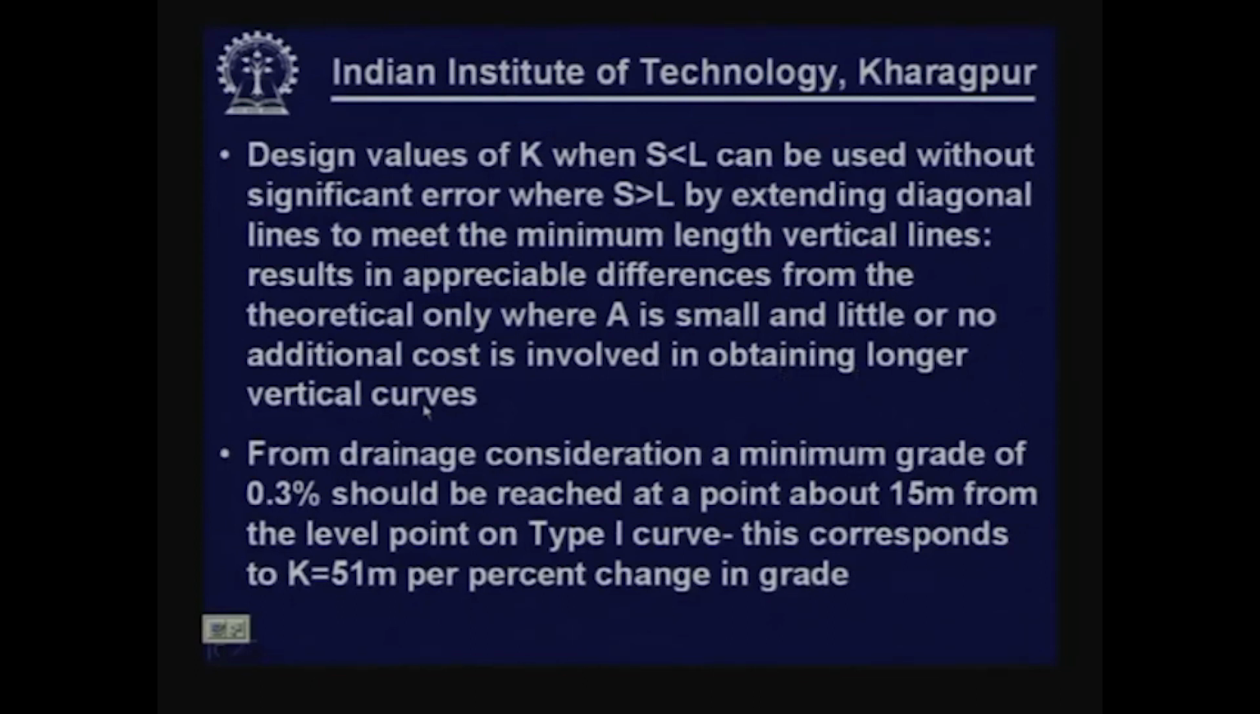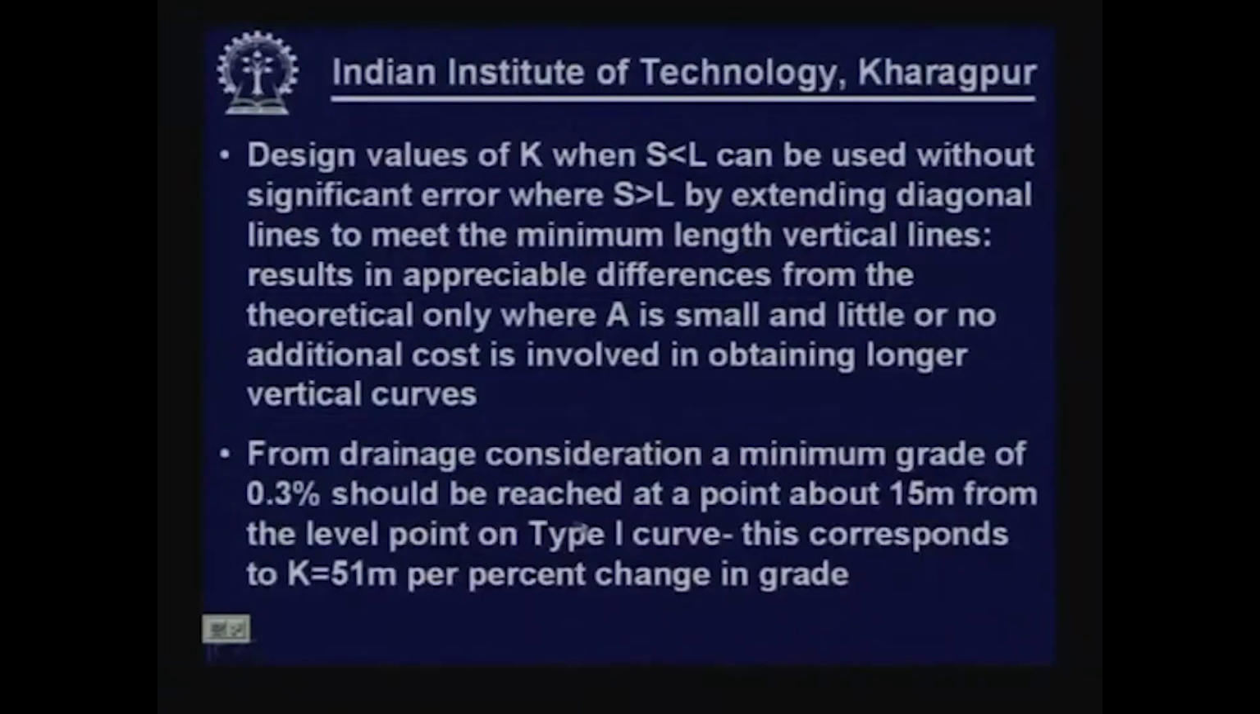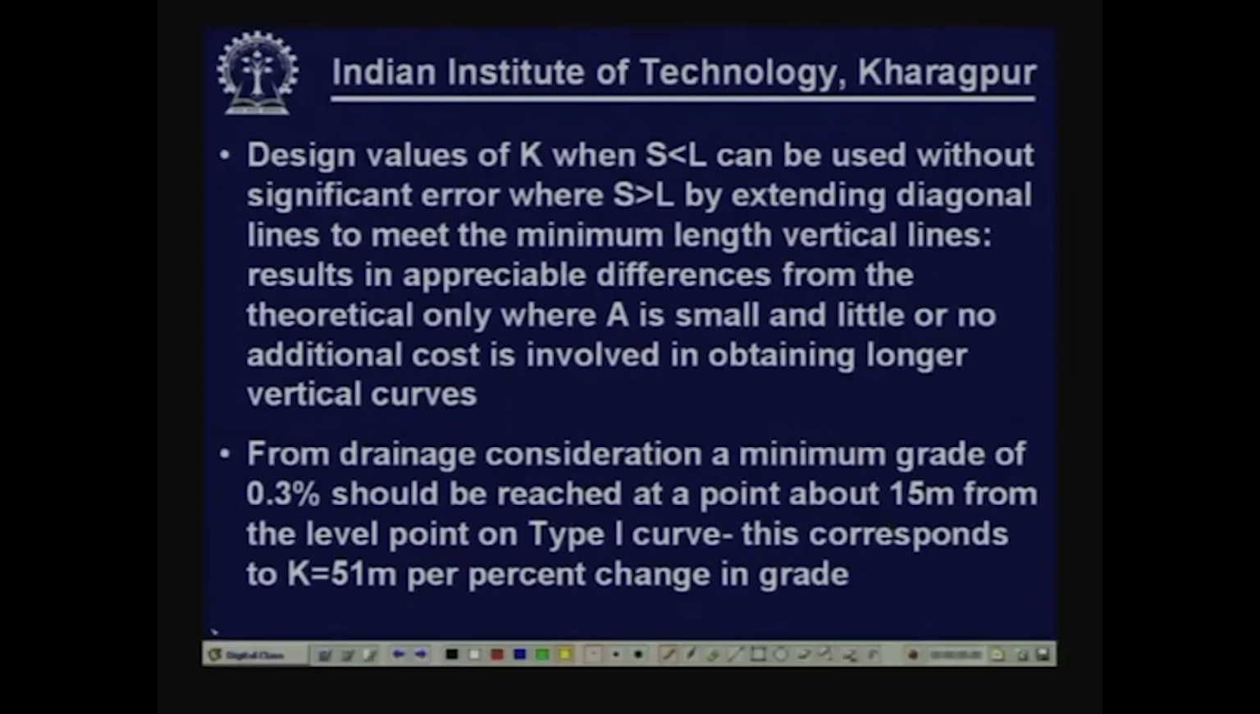Now, let us look at that other component, that is from drainage consideration, which is again a very vital part. Now, from drainage consideration, a minimum grade of 0.3% should be reached at a point about 15 meter from the level point on type 1 curve. What is type 1 curve? Type 1 curve was like this.